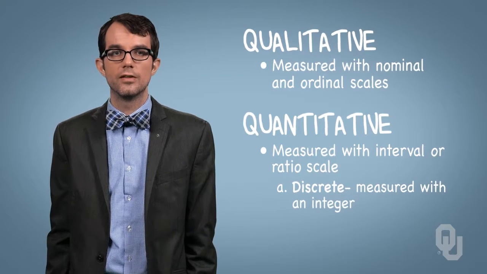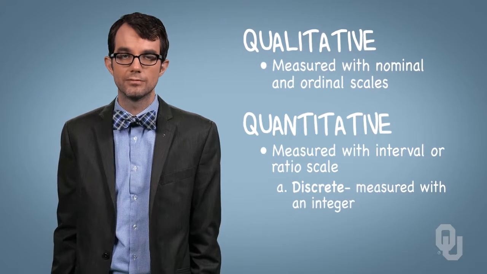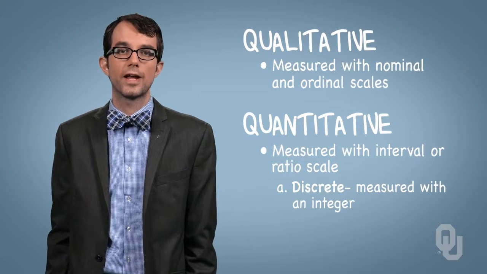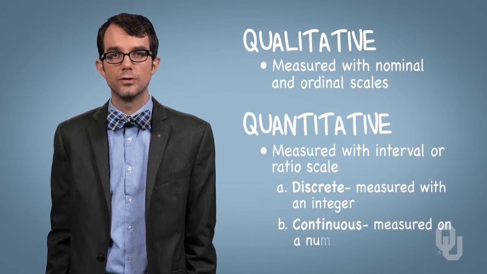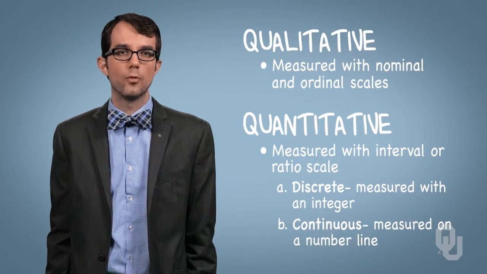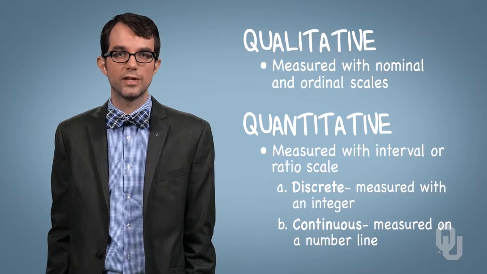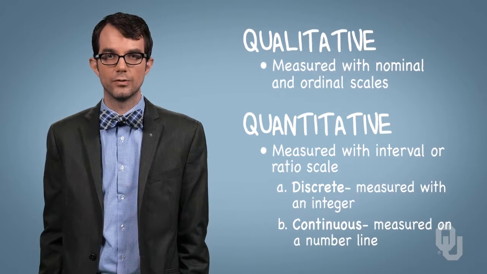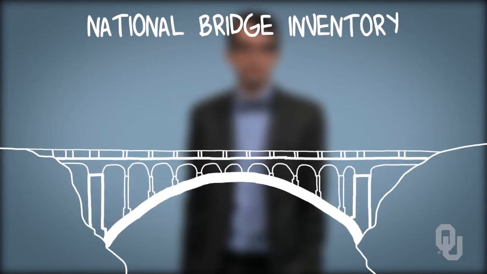For example, the number of cantilever bridges in Oklahoma would be measured with an integer, as there can't be 8.34 cantilever bridges. Continuous variables are measured on a continuous number line. For example, the weight that a particular cantilever bridge can withstand can take on several decimal places and is thus a continuous variable.